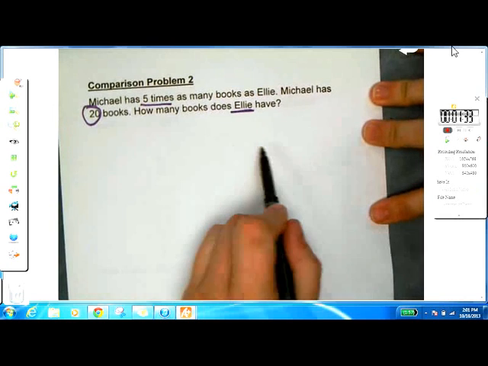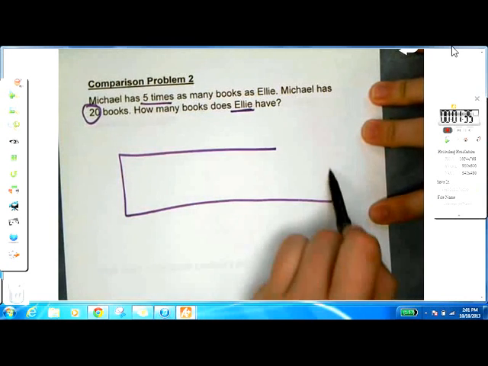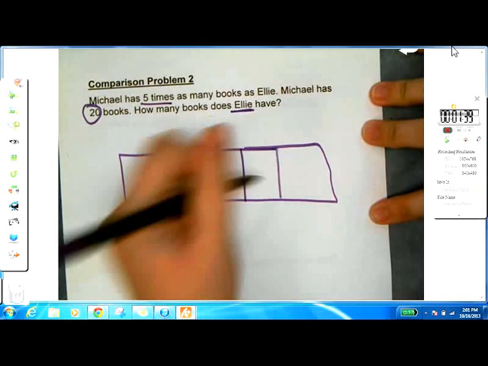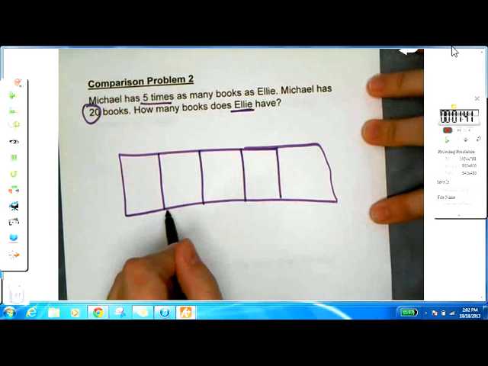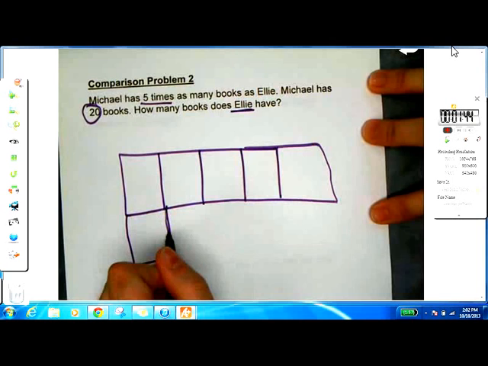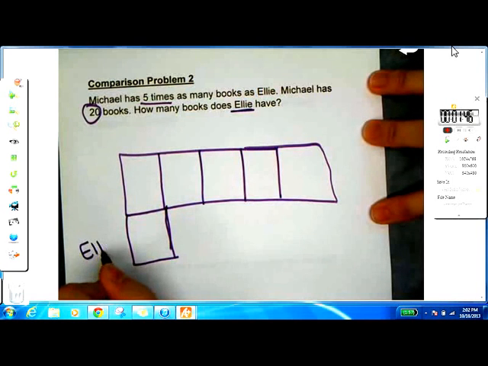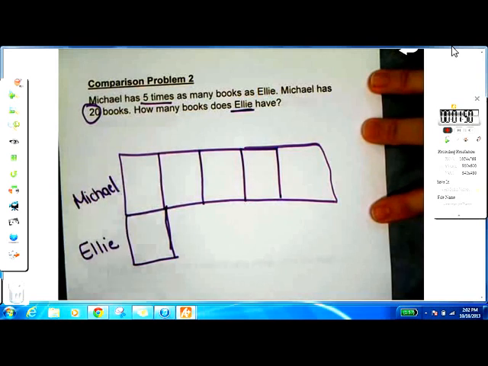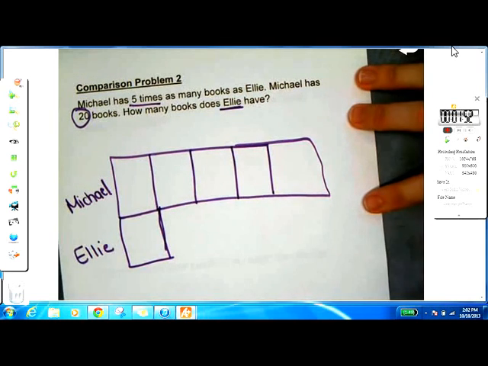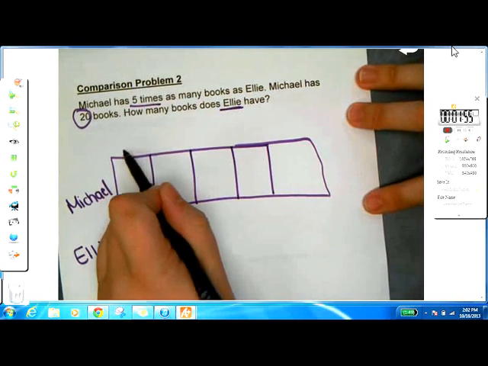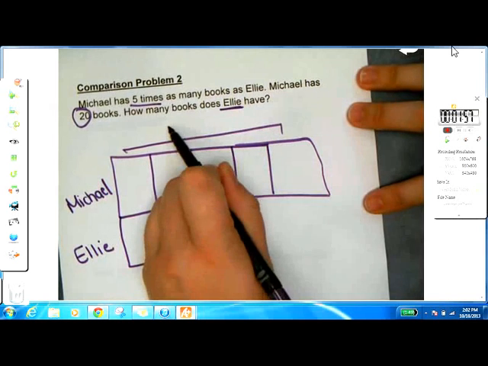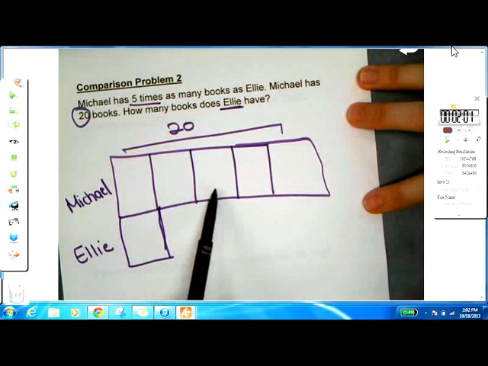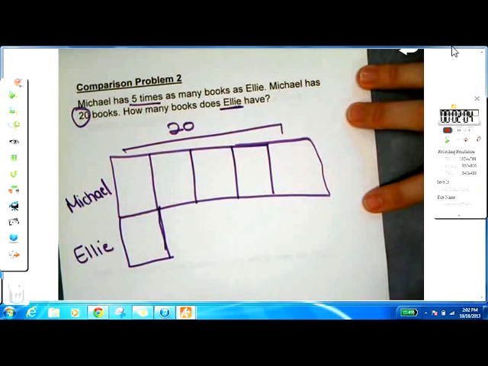Michael has 5 times. So we're going to draw a comparison box with 5 sections. 1, 2, 3, 4, 5. And we're going to compare Ellie. And we know that Michael has a total of 20 books. So we need to figure out what each part is to equal 20.